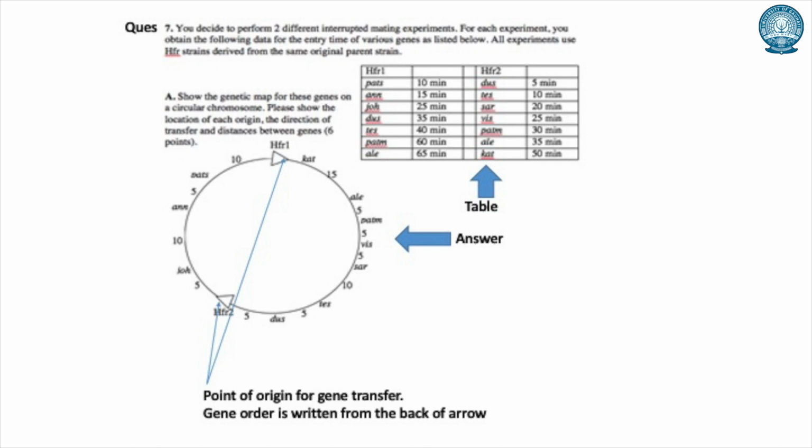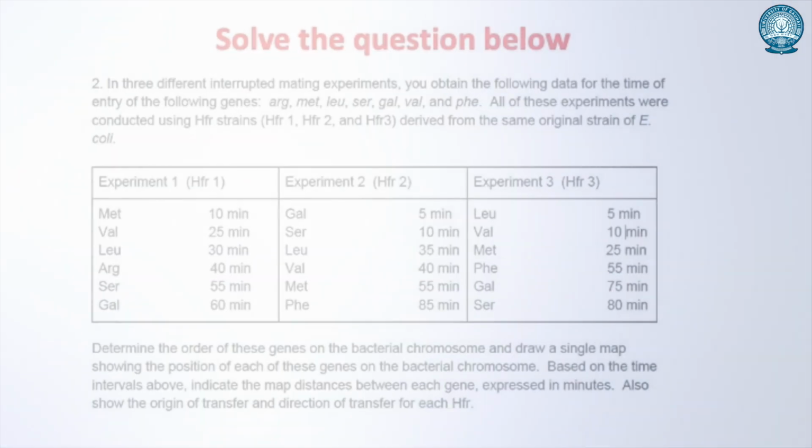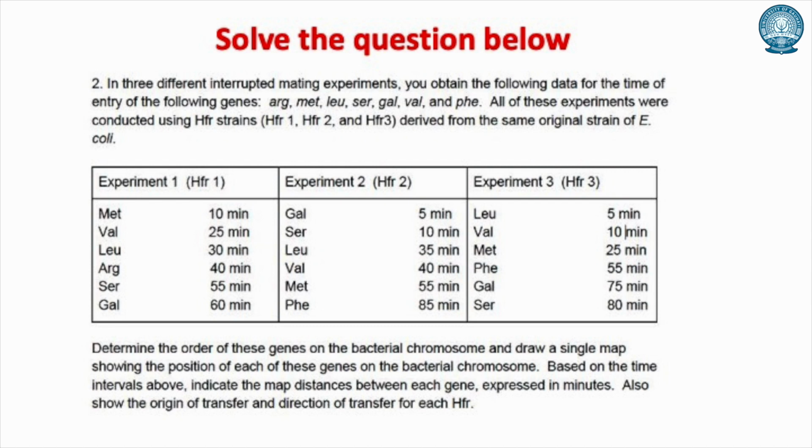This arrow mark is the point of origin for gene transfer, and the gene order is written from the back of the arrow. So in this slide I have put one question to solve.